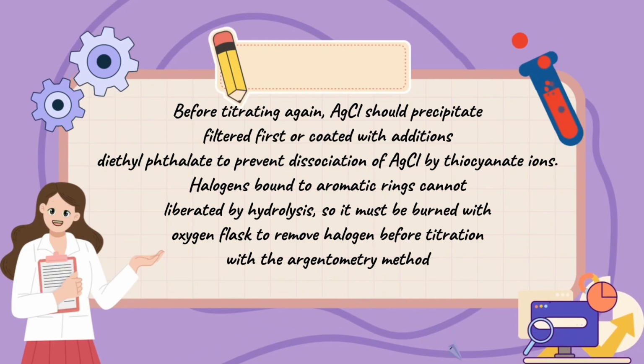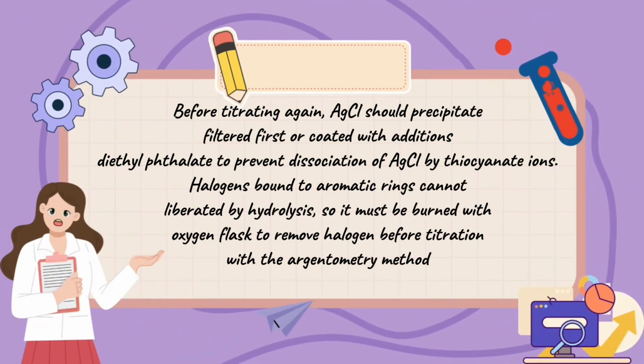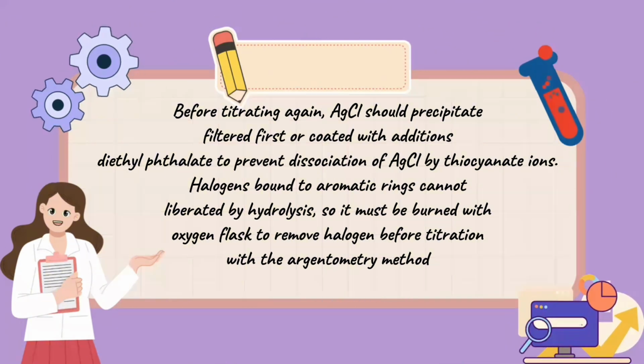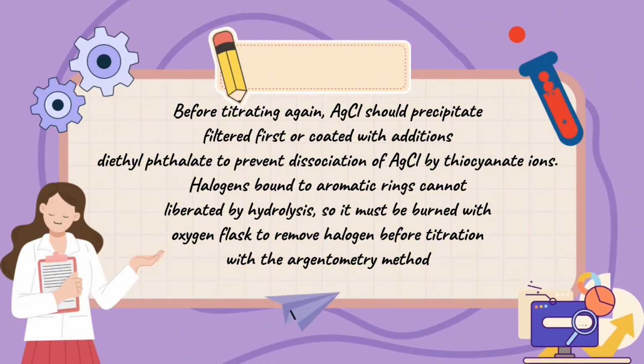Halogens bound to aromatic rings cannot be liberated by hydrolysis, so the sample must be burned with an oxygen flask to remove the halogen before titration with the argentometry method.